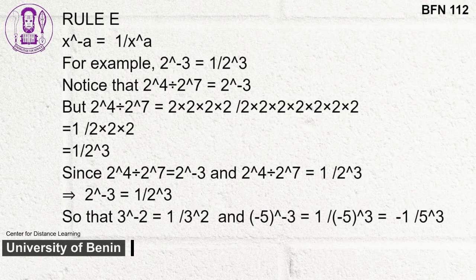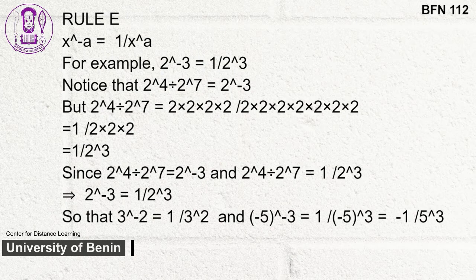Rule E. x to the power of minus a equals 1 over x to the power of a. For example, 2 to the power of minus 3 equals 1 over 2 cubed. Notice that 2 to the power of 4 divided by 2 to the power of 7 equals 2 to the power of minus 3, but 2 to the power of 4 divided by 2 to the power of 7 equals 2 times 2 times 2 times 2 all over 2 times 2 times 2 times 2 times 2 times 2 times 2, equals 1 over 2 times 2 times 2, equals 1 over 2 cubed.